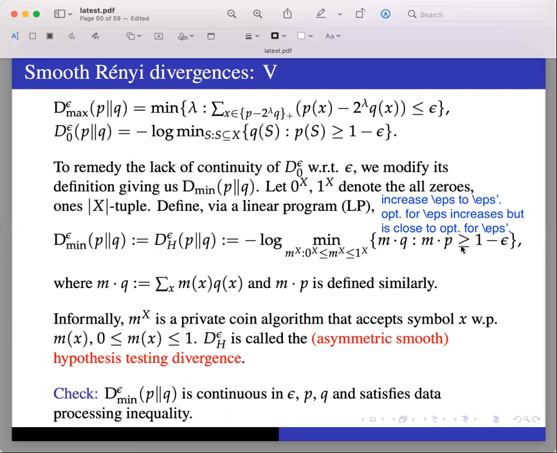And to convince yourself, maybe to get a better idea of why this is continuous, whereas D0 epsilon is discontinuous, think of what happens when a new element just creeps into S. What happens for D0 epsilon and what happens for DH epsilon.